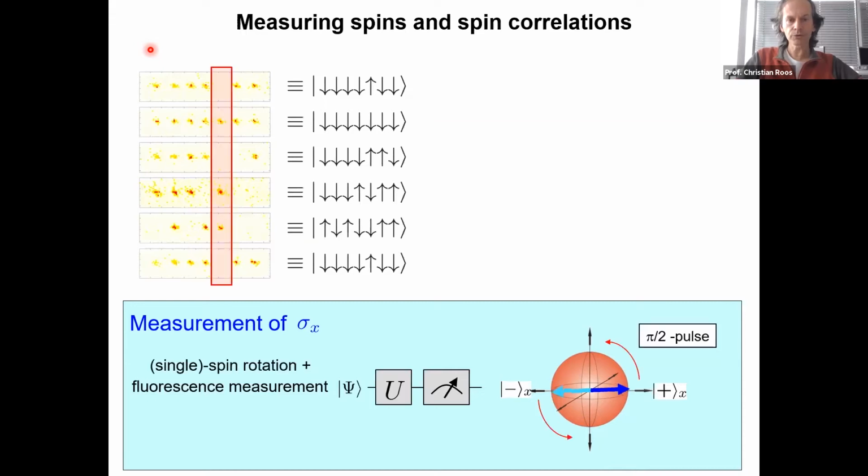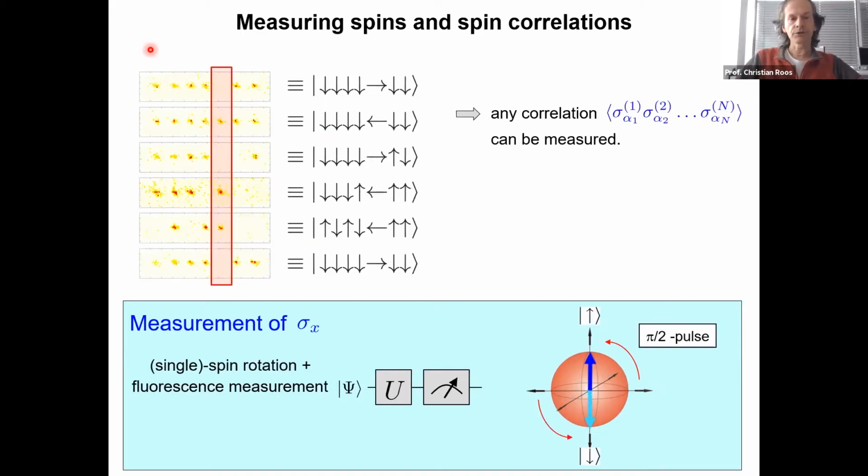And that's something we could do by carrying out a single qubit manipulation that rotates the basis vectors onto which we want to project, using a pi/2 laser pulse, into the basis in which we can carry out the fluorescence measurement. And doing this on different ions, we have the possibility to carry out basically any measurement of any spin correlation that we are interested in the system, which is quite a powerful tool and which enables us also to carry out, for example, quantum state tomography if the number of ions is not too big.